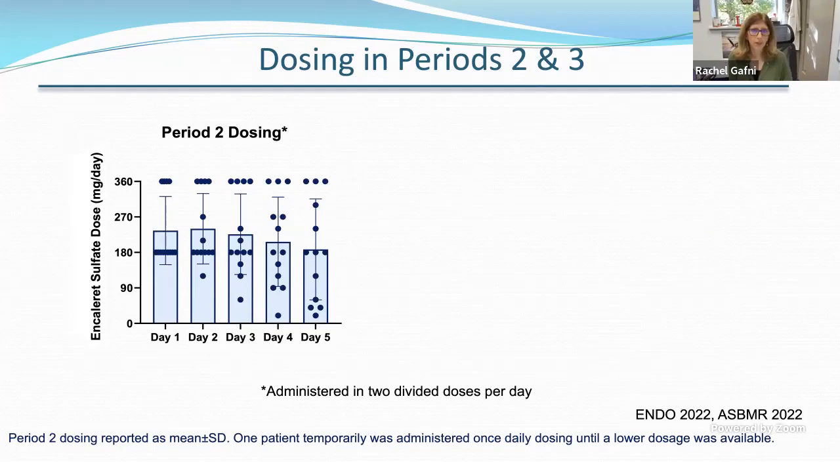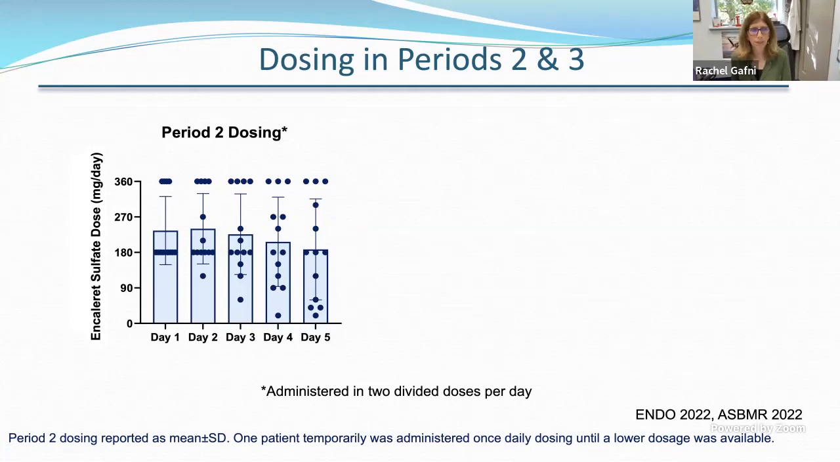This is the dosing for the Encalaret, and this is period 2 where we were really individualizing the doses for the patients. On day 1, we started patients on fairly set doses, but what we realized over the course of the 5 days was that the dose requirement was so different between patients, so that by day 5, some patients only needed 10 milligrams twice a day, while other patients needed 180 milligrams twice a day. So we really needed to individualize it for each patient, just like you do with thyroid hormone or insulin or a lot of other medications.